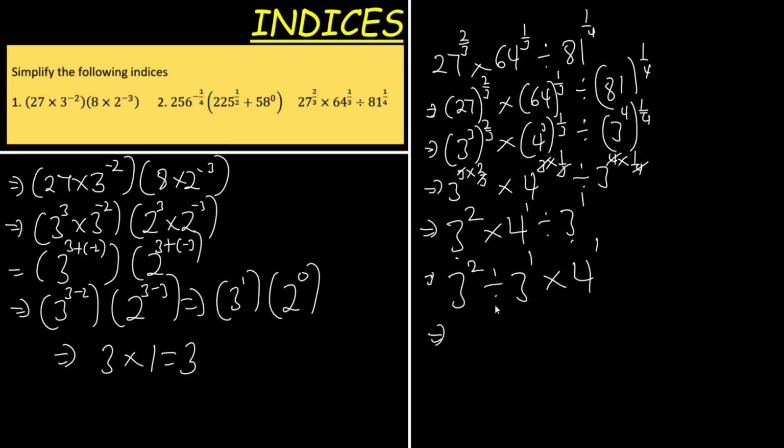Now we also know that according to the division law or the quotient law, when the bases are the same, we subtract the indices. So 3 raised to the power 2 minus 1, times 4. Now a number raised to the power 1 is the same number, so we can ignore the power 1 over there. And 2 minus 1 is 1, so you have 3 raised to the power 1 times 4, and 3 times 4 will give you 12. The final answer is 12.